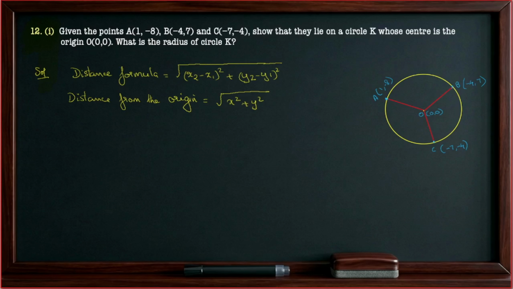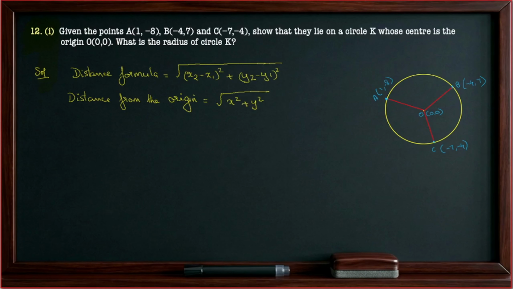Okay, question number 12, and it has got two parts. The first part is that given the points A (1, minus 8), B (minus 4, 7), and C (minus 7, minus 4), show that they lie on a circle K whose center is the origin (0, 0). What is the radius of circle K? So this is the question.